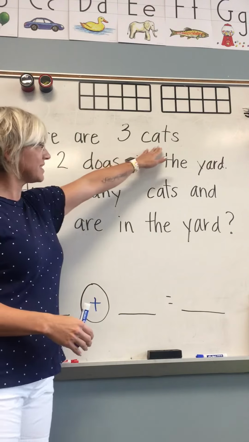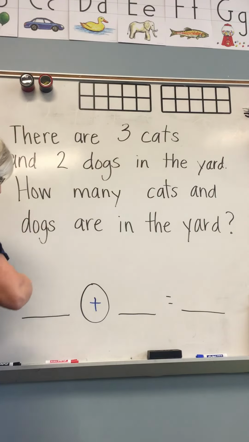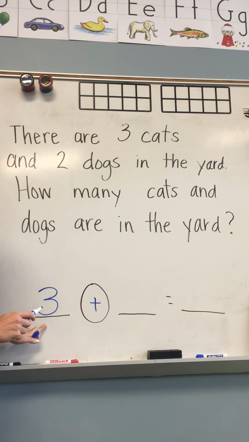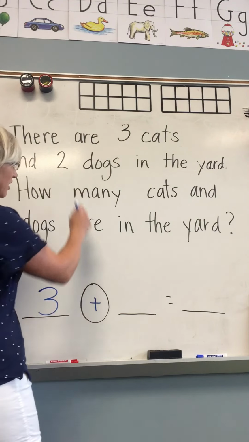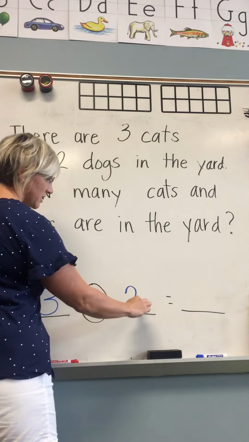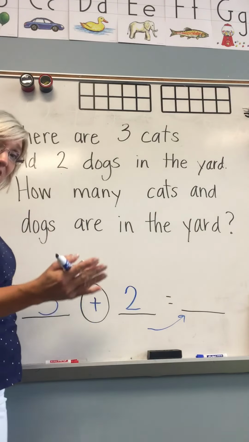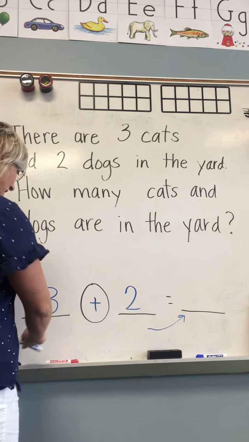So I'm taking the cats. How many cats do we have? We have 3 cats. So I know that the number 3 is going to represent my 3 cats. And then I have 2 dogs. So I know that the number 2 is going to represent the dogs. Now, in order for me to find the answer, I have to put the cats and the dogs together. So I will use my counters to help me.